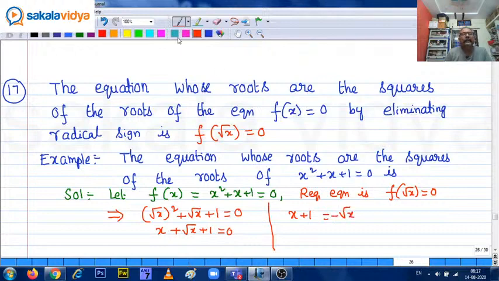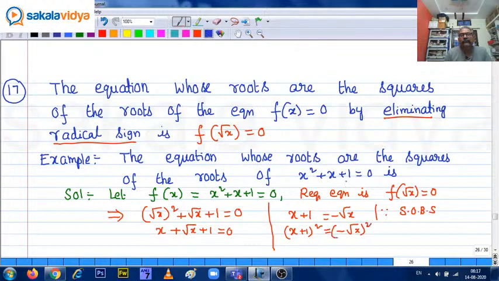You see, in the condition what is given, the equation whose roots are the squares of the roots of the equation f of x is equal to 0 by eliminating the radical sign. But here we have the radical sign. We need to eliminate it. That means squaring on both sides, the radical sign will be eliminated. You get x plus 1 whole square equal to minus root x whole square.